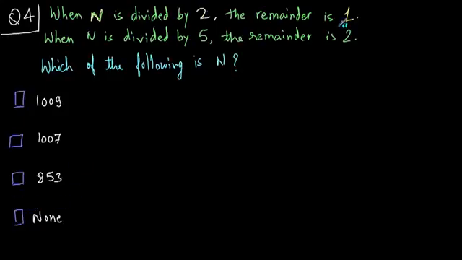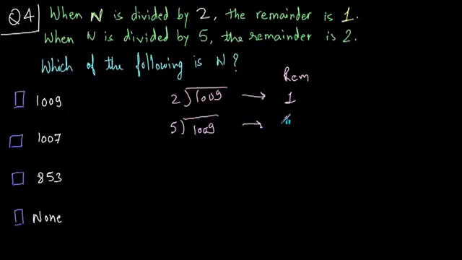If it is divided by 2, the remainder would come as 1, and if it is divided by 5, the remainder would come as 2. So let's divide each of the options given by 2 and 5, and the one whose remainders come as 1 and 2 respectively would be our answer. So let's start with 1009. If it is divided by 2, the remainder is actually 1, and if you divide it by 5, the remainder would come as 4. So 1009 is not our answer.